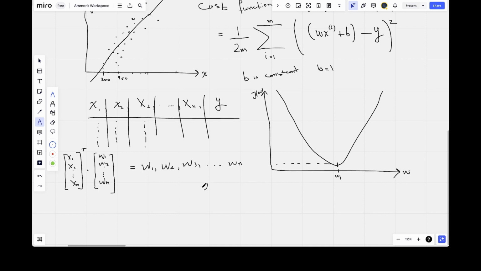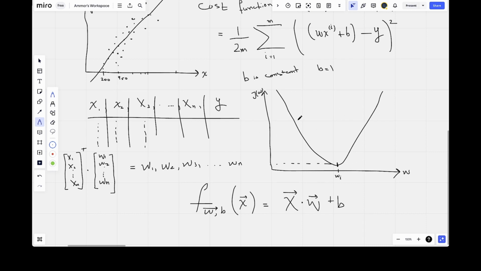So the general formula that we have is, we'll denote w with an arrow on top of it, which indicates that it's a vector. We'll also represent x as a vector. And the general formula for any number of features that we are dealing with is x dot w plus b, right? So that's it.